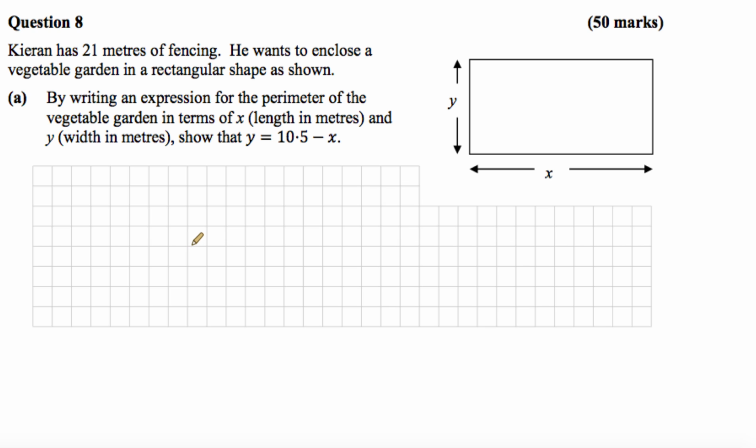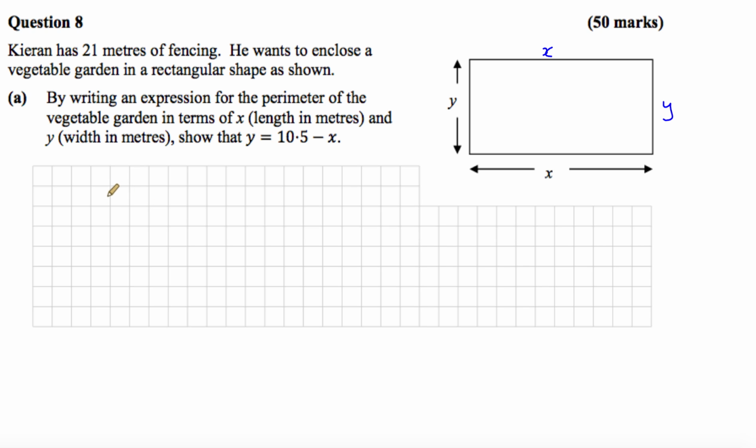Part A says, by writing an expression for the perimeter of the vegetable garden in terms of x, which is the length in metres, and y, which is the width in metres, show that y is equal to 10.5 minus x. Okay, so the perimeter of the garden is the distance around the whole garden. So from here to here to here to here. And if this is a rectangular shape, which it is, this would be x and this would be y.